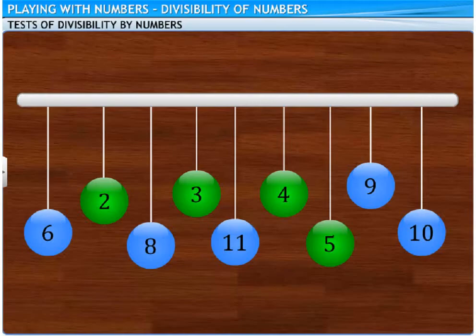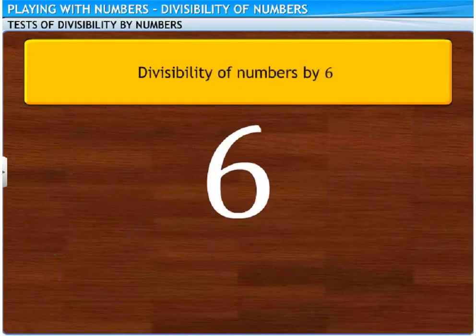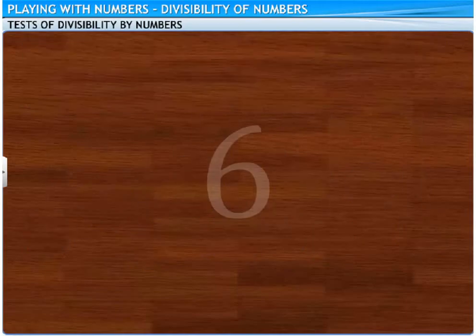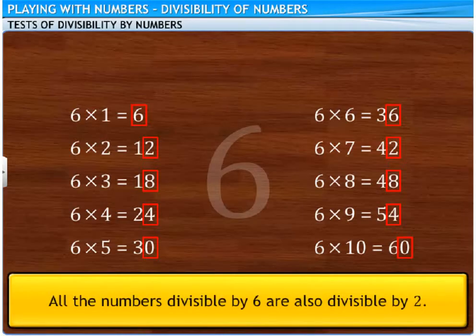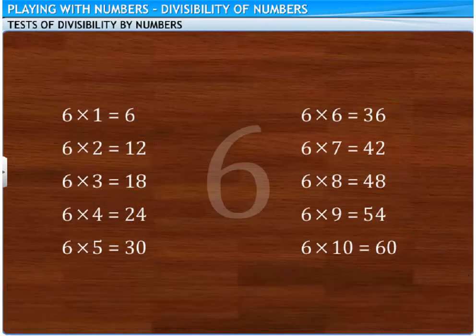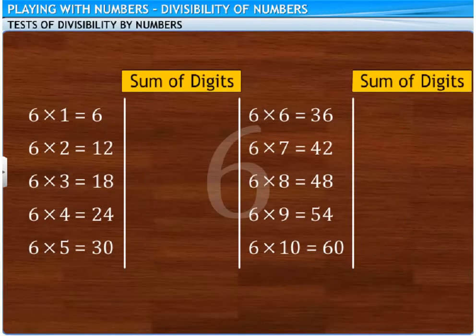Now, let us look at the test for divisibility by 6. Here is the multiplication table of 6. Note that all the multiples of 6 have 0, 2, 4, 6 or 8 in their ones place. Thus, all the numbers divisible by 6 are also divisible by 2. Let us find the sum of the digits of all the multiples of 6 and apply the divisibility test for number 3.